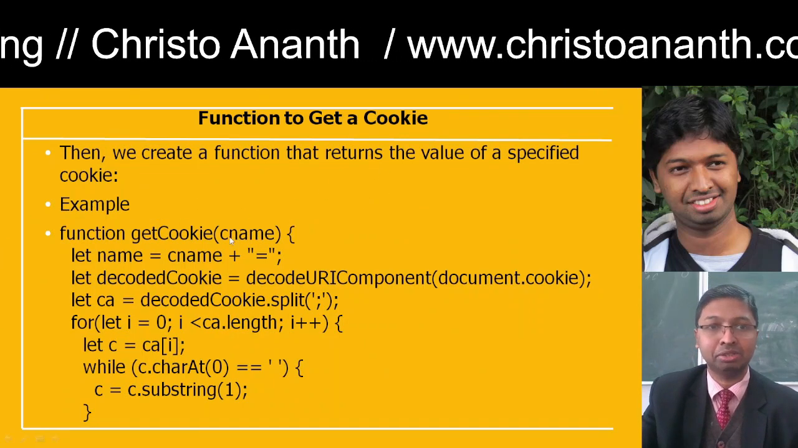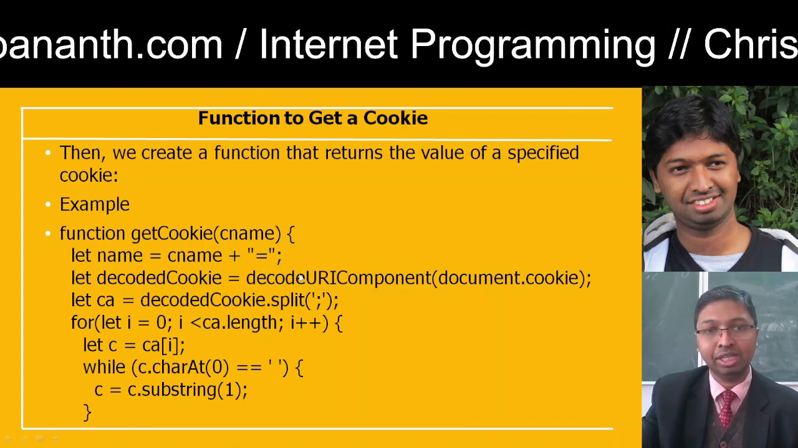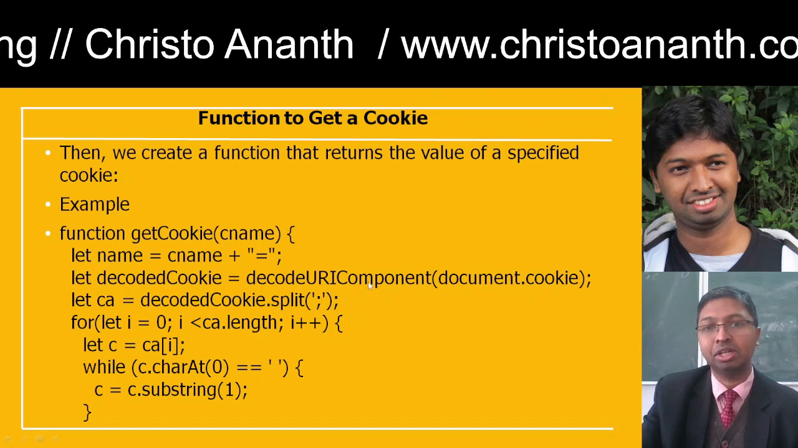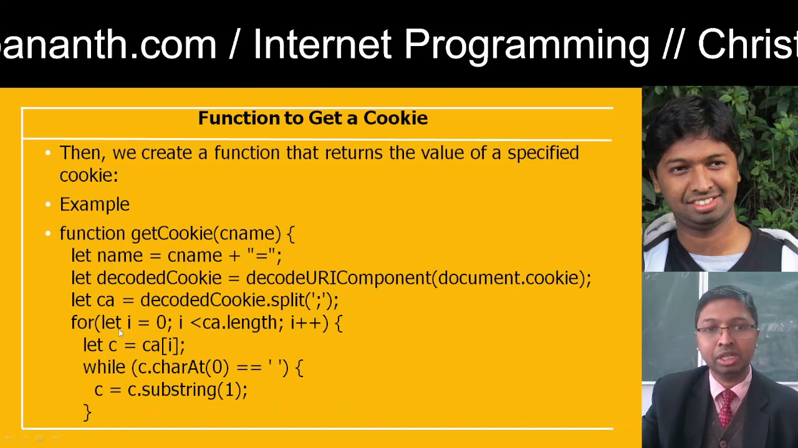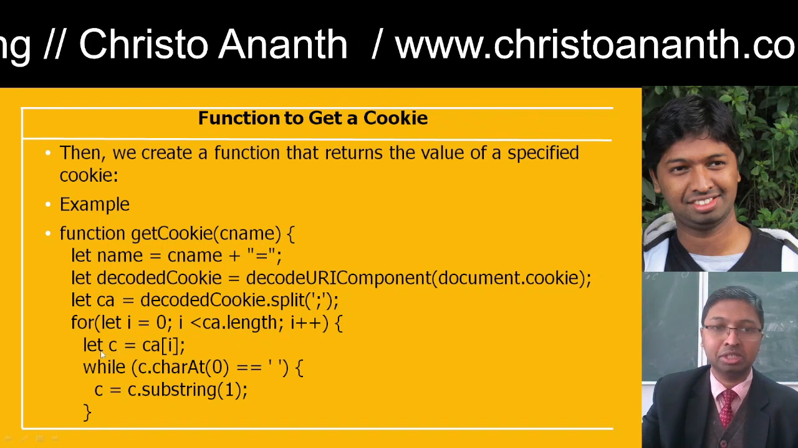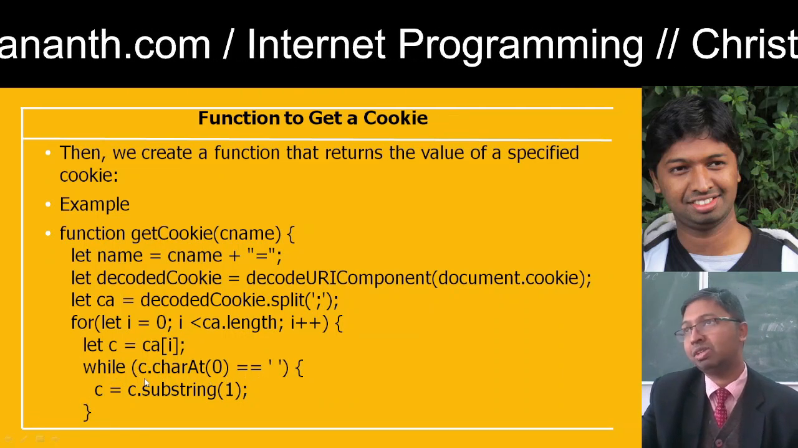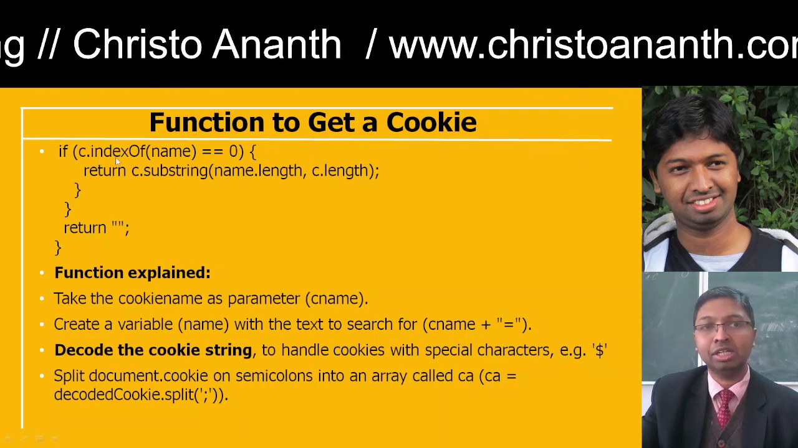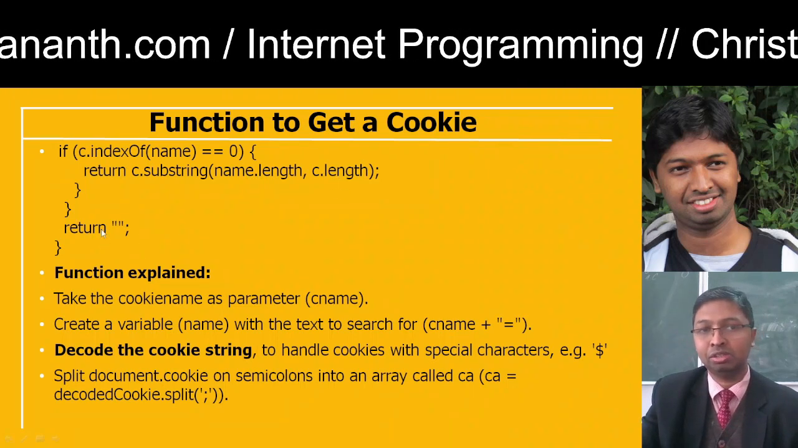So this is the function to get a cookie. Function getCookie, cookie name. Let name equal to cookie name plus equals. Let decodedCookie be decodeURIComponent of document.cookie. Let ca be the decodedCookie split. Here you specify the for loop: for let i equal to 0, i less than ca.length, i plus plus. Let c equal ca of i. While c.charAt(0) is a space, you set c equal to c.substring(1), then close the brace. Then if c.indexOf(name) equals 0, you return c.substring of name.length and c.length, and you finish the return.